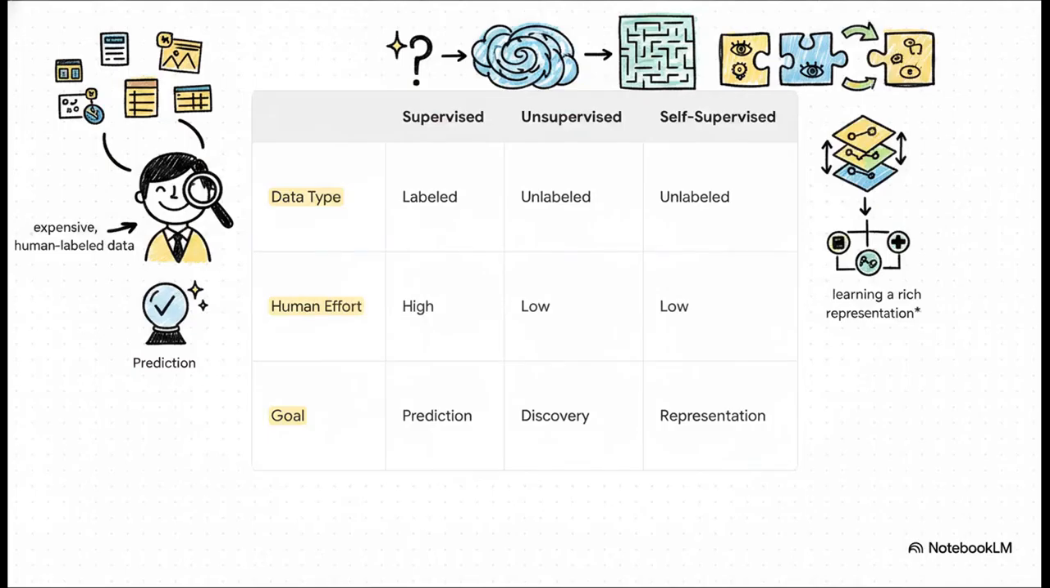This table here makes the difference crystal clear. You can see supervised learning needs that fully labeled data, which means high human effort, and its goal is prediction. Unsupervised learning uses unlabeled data to find patterns. But look at self-supervised learning. It also uses unlabeled data, so human effort is low, but its goal is totally different. It wants to learn a deep representation of the data by solving its own puzzles. And the payoff for that is just massive.